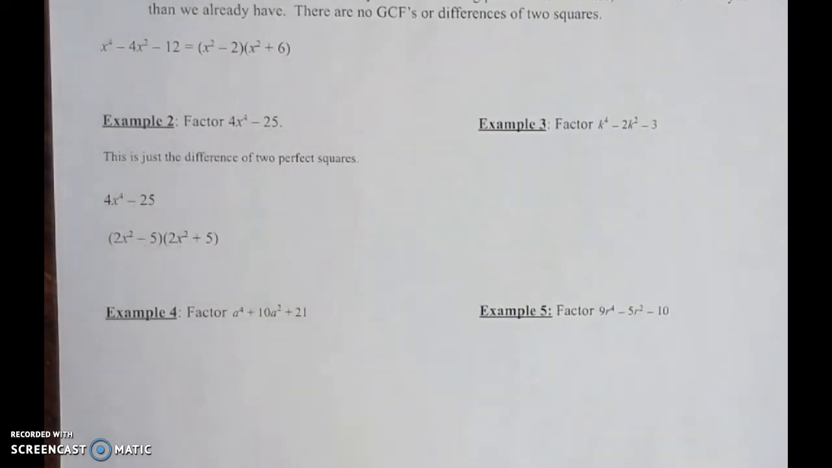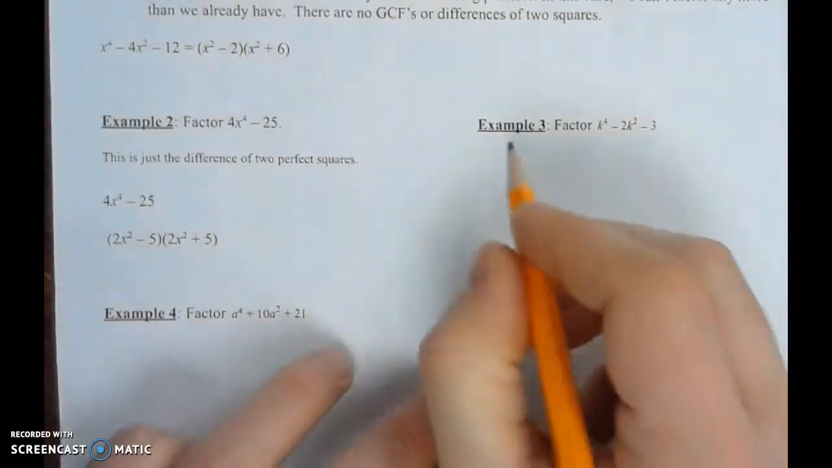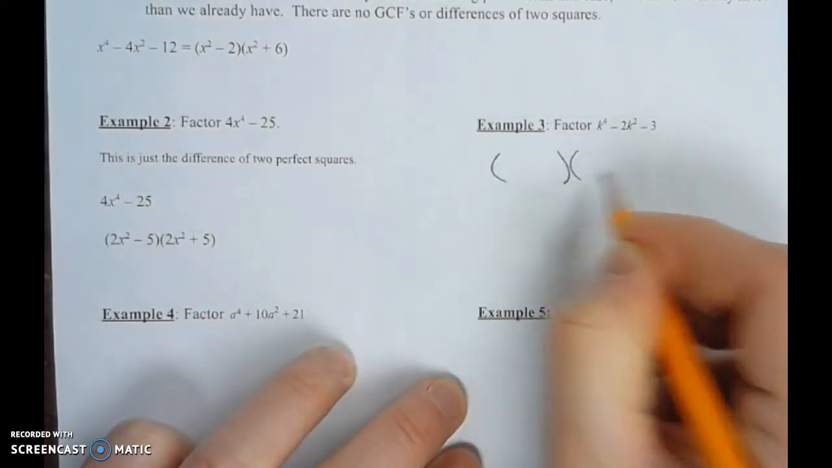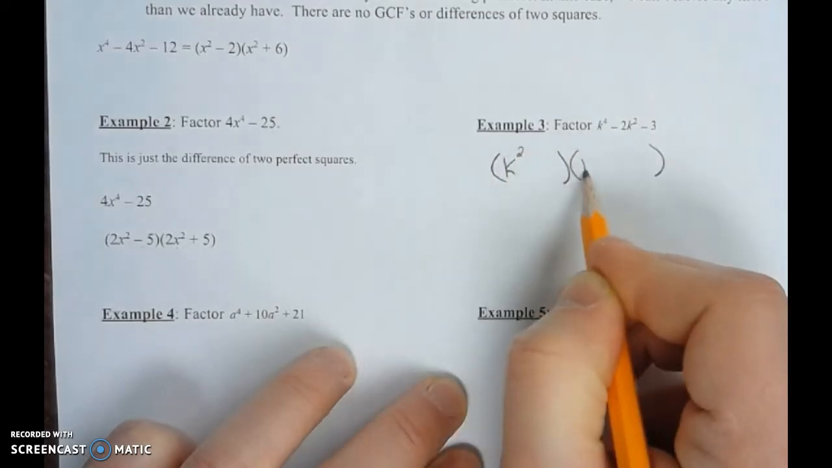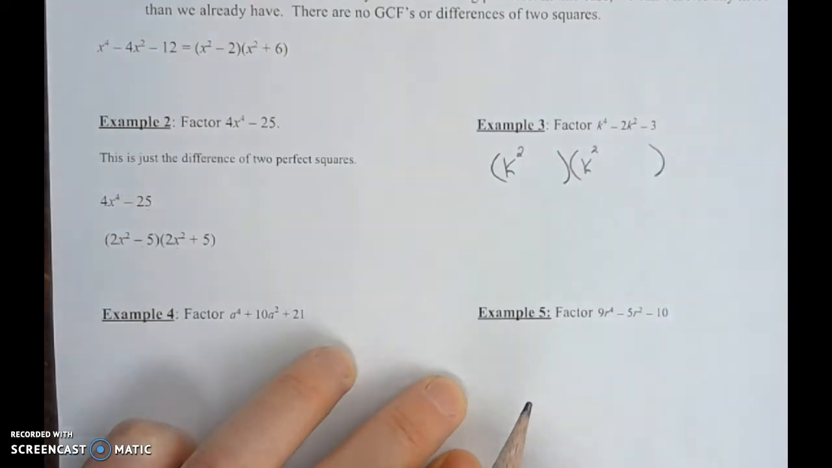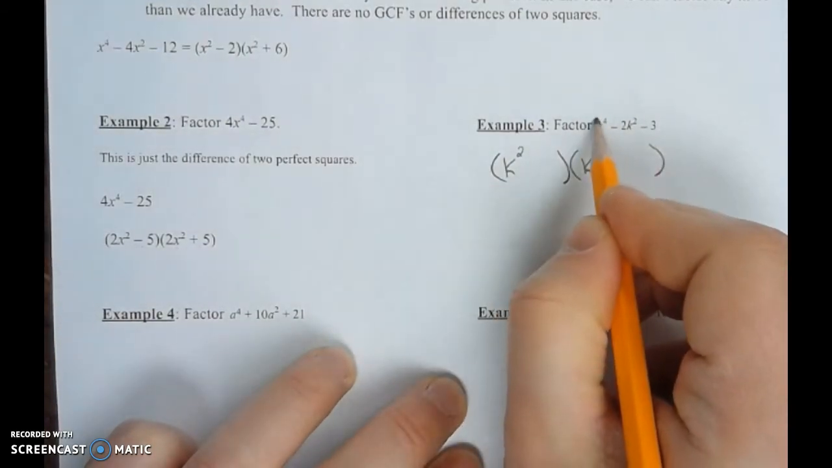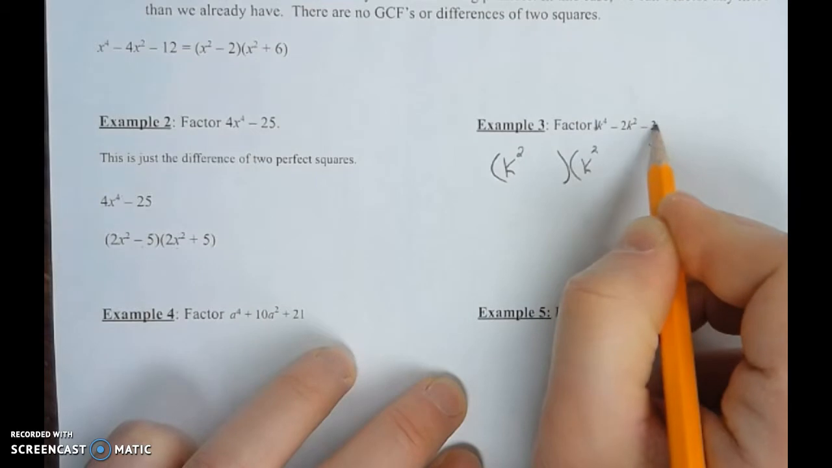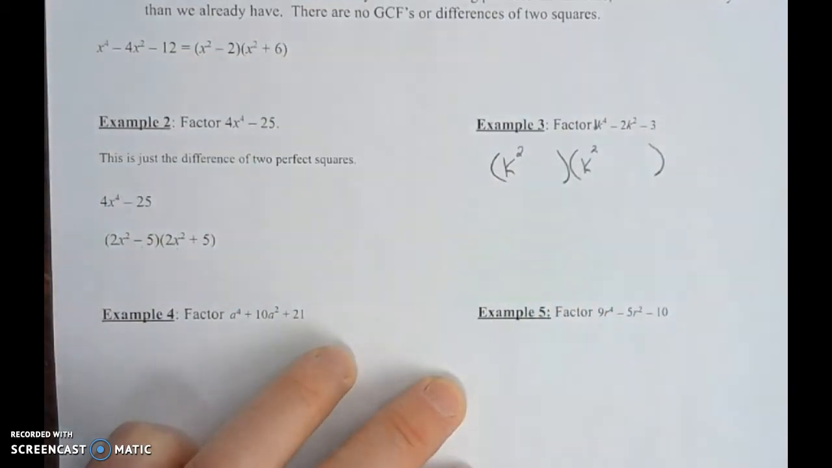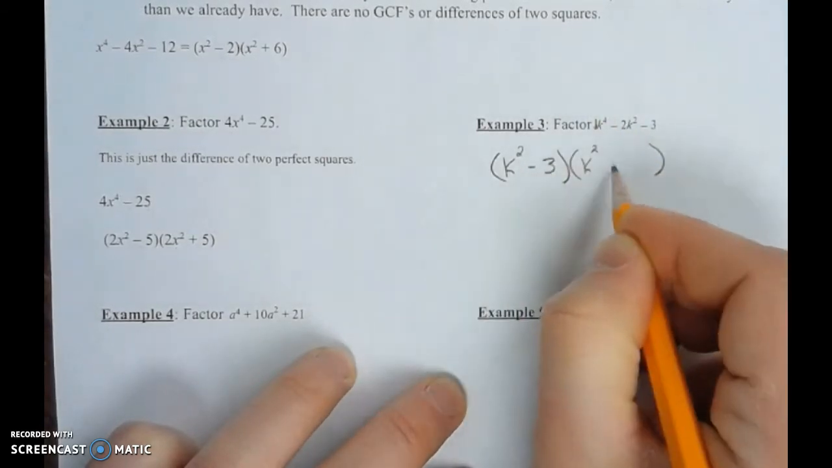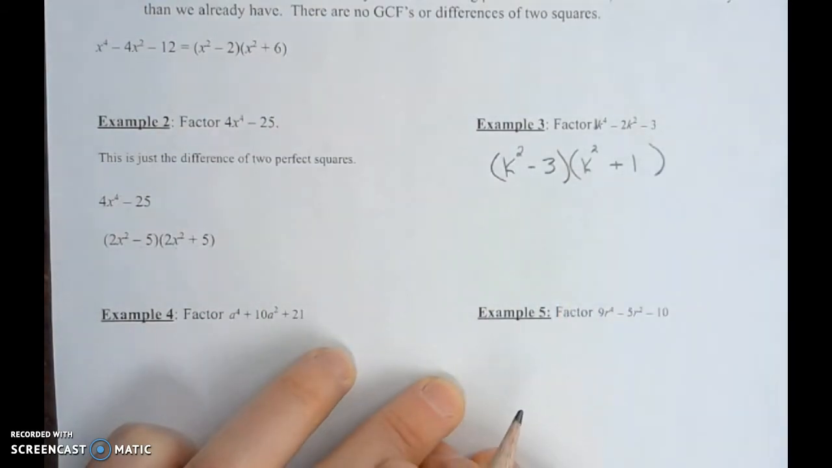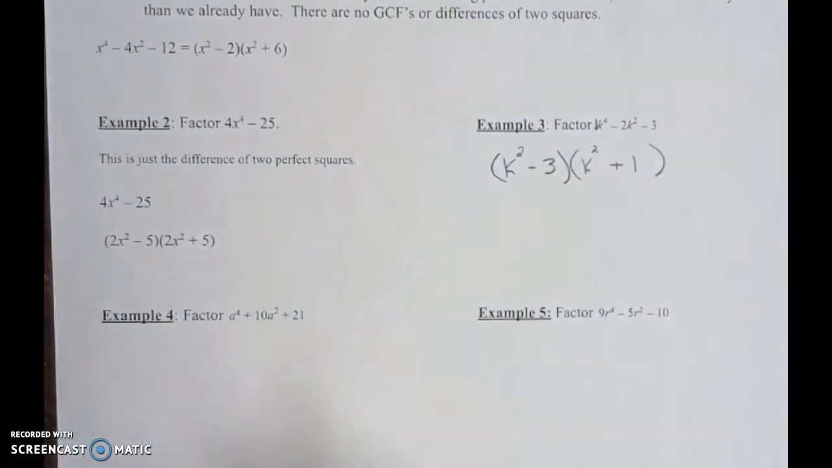In example number 3, we're going to factor k to the fourth minus 2k squared minus 3. I'm going to start by taking my parentheses, and to make k to the fourth power, I need k squared times k squared. My coefficient out front is a 1. 1 times negative 3 is negative 3. So I need factors of negative 3 that add up to negative 2. That's going to have to be negative 3 and positive 1. And so that's how I would factor this quartic polynomial.